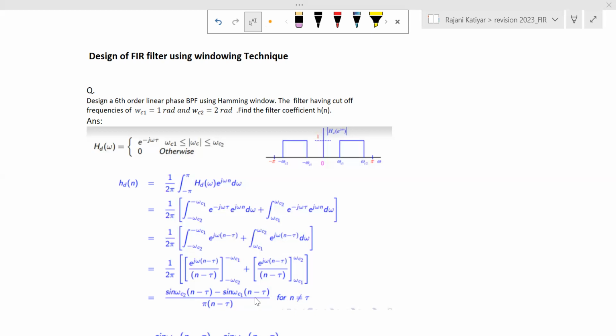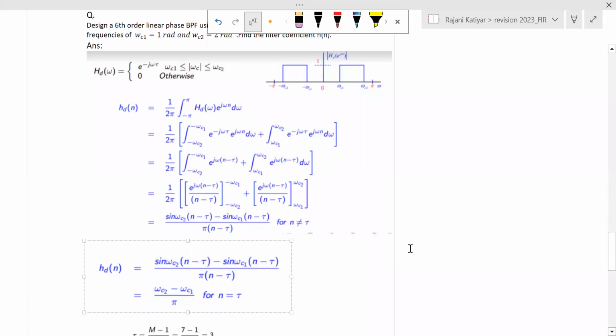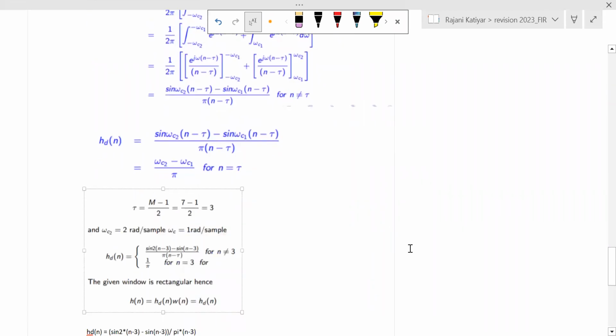This equation does not hold good if the small n value and tau, that is the delay, are equal. In that case it is in the form of 0 by 0, and we have to use L'Hospital's rule. According to L'Hospital's rule, the simplified form of hd(n) when n is equal to tau is omega C2 minus omega C1 divided by pi. So these are the two equations: the first one when n is not equal to tau, and the second only when n is equal to tau, where hd(n) is in the form of 0 by 0 and we use L'Hospital's rule.